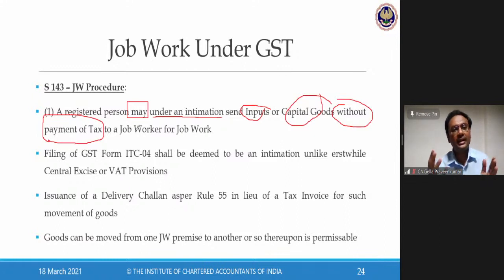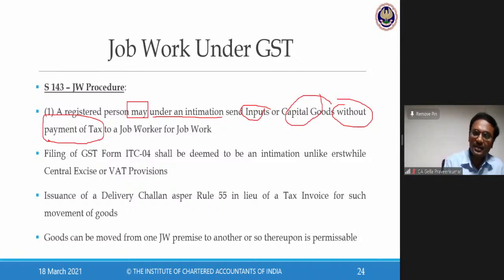Now, who is doing that? I'm not doing it internally. I'm sending it to a publisher who can print my company name, company logo on that book. Now, I call that person a job worker. Praveen Kumar Gilla is registered under GST. Now, what they say is, I can remove the inputs, I can remove the capital goods.